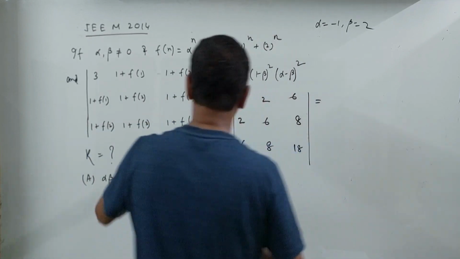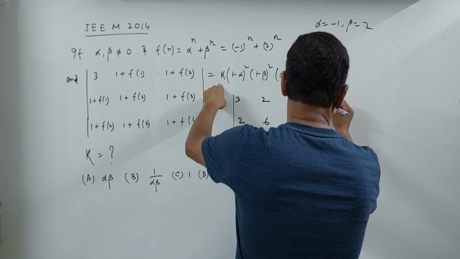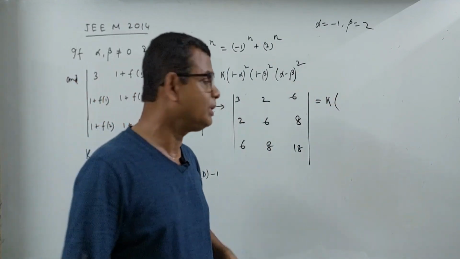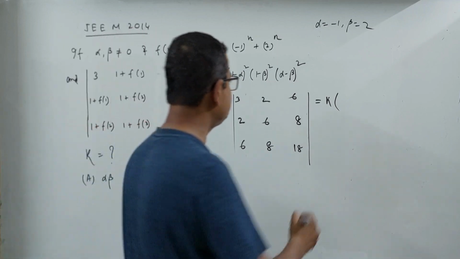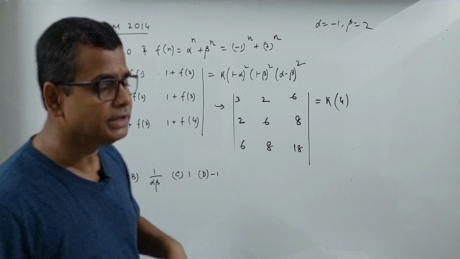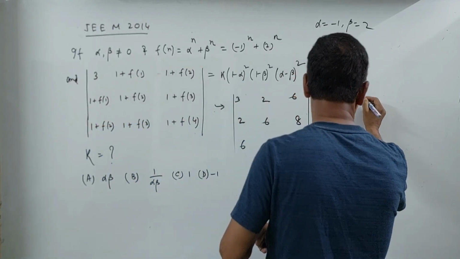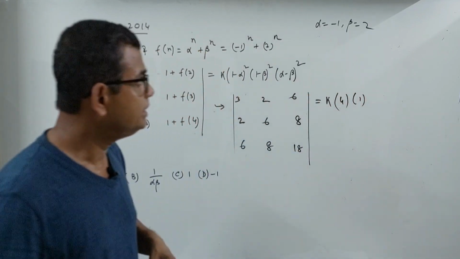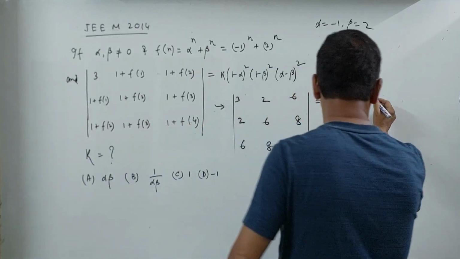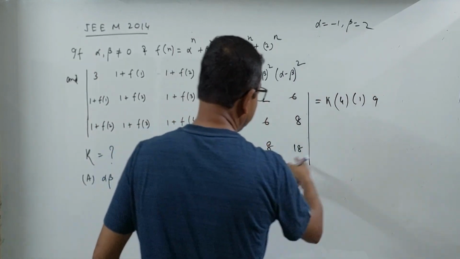Equal to k into (1 minus alpha) whole square, that is 1 minus (-1), that is 1 plus 1, 2, 2 square is 4, and (1 minus beta) square, that is 1 minus 2, that is (-1) square, that is 1, and (alpha minus beta), that is -1 minus 2 square, that is (-3) square, that is 9. Now we have to expand the determinant.